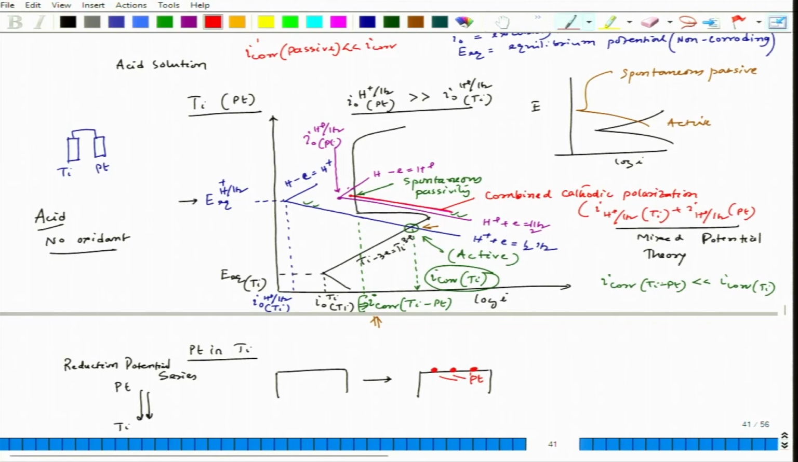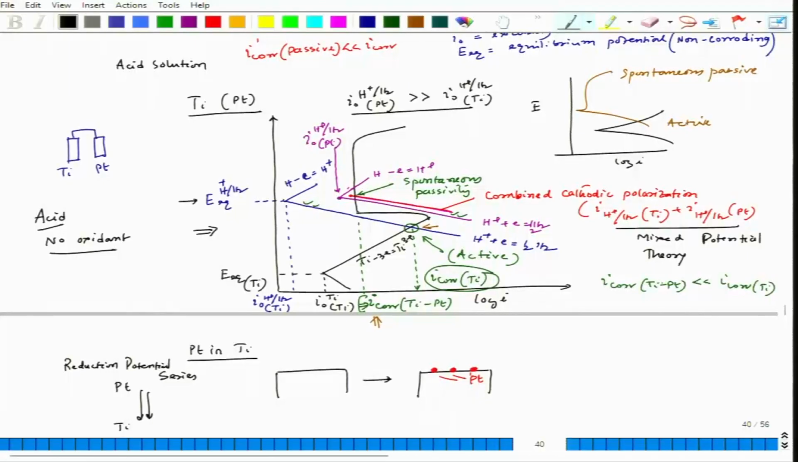Now the similar mixed potential theory can be followed. On platinum, hydrogen evolution would start because it is an acid medium, and the mixed potential polarization line for the cathodic reaction will cut the titanium polarization line in the passive range, and then immediately passivity will be achieved.